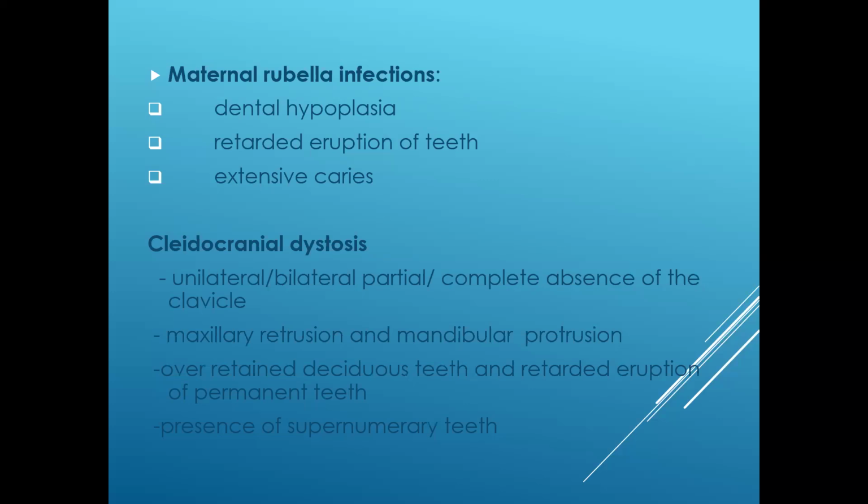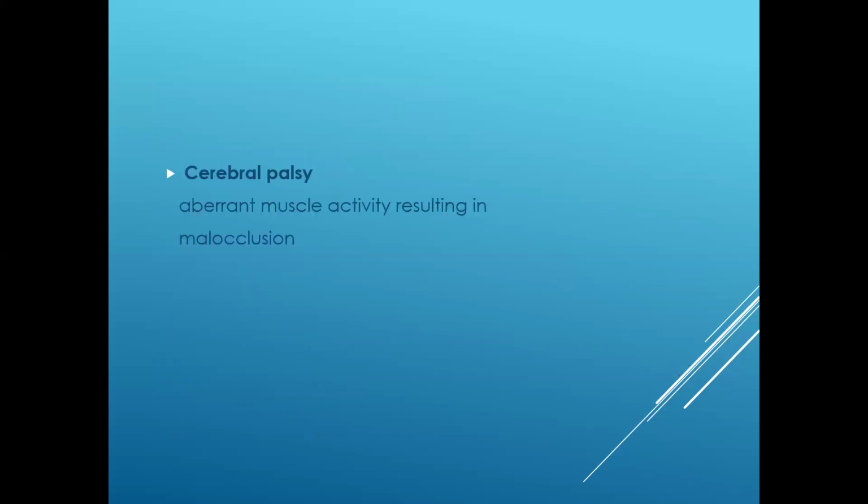Then another disease associated is cleidocranial dysostosis. It is either unilateral, bilateral, partial, or complete absence of the clavicle. Maxillary retrusion and mandibular protrusion are often associated, and over-retained deciduous teeth and retarded eruption of permanent teeth are often seen, usually with the presence of multiple supernumerary teeth. Another congenital defect is cerebral palsy. It is aberrant muscle activity resulting in malocclusion.